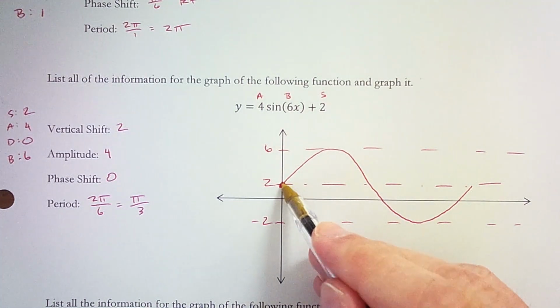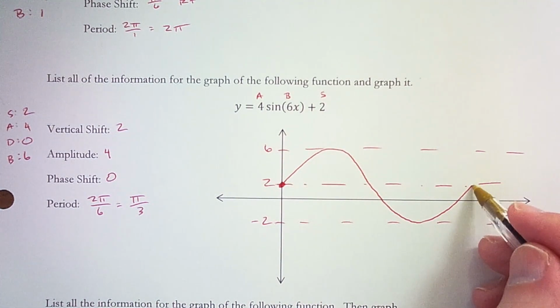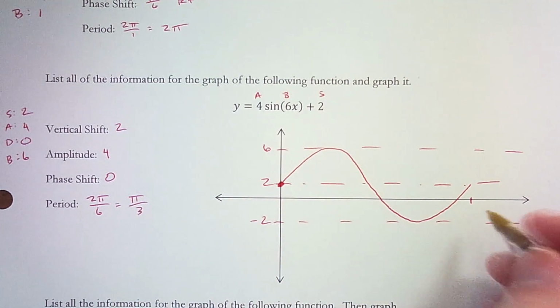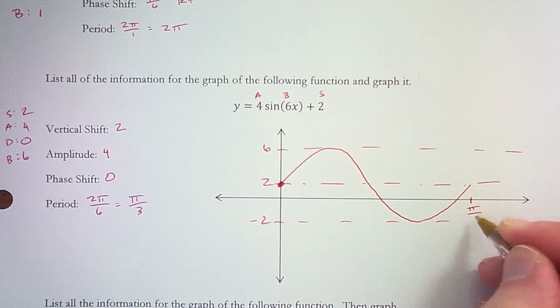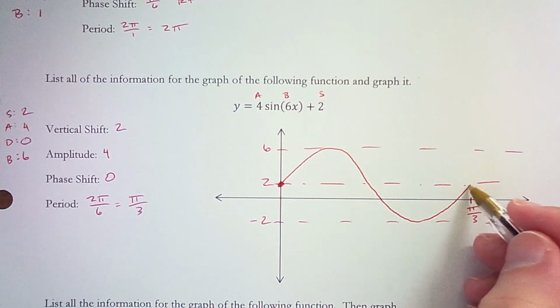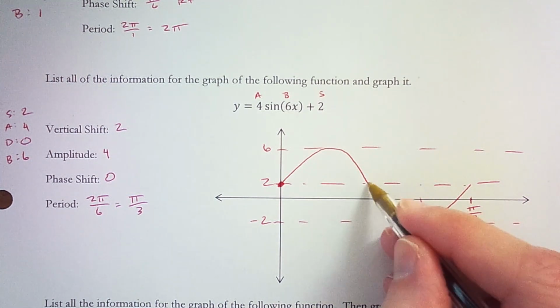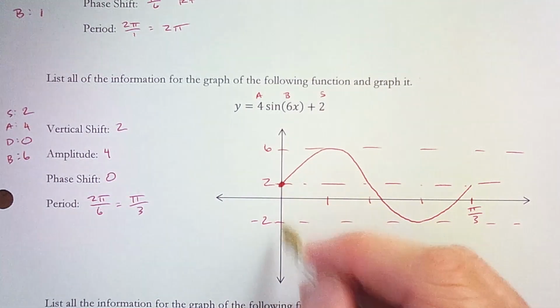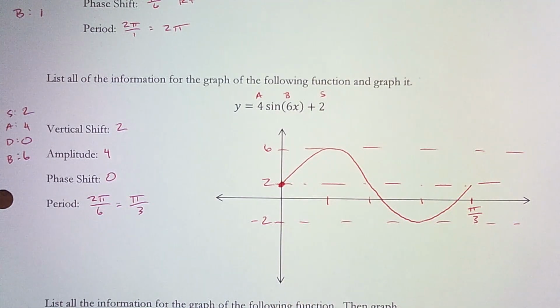Now it went from 0 through one cycle, and that cycle has a length or a period of pi over 3. So we went from 0 to pi over 3. And we're going to mark a few other key points along the way. When it's at its minimum, on its center line again, and then at its maximum, and then here on the center line it's at 0.